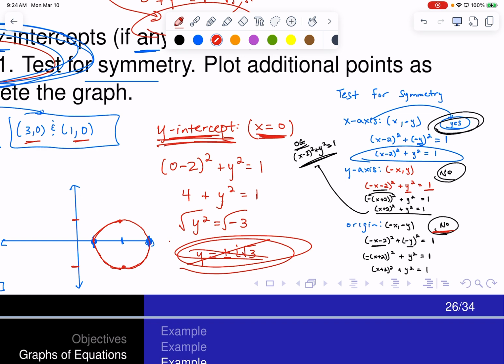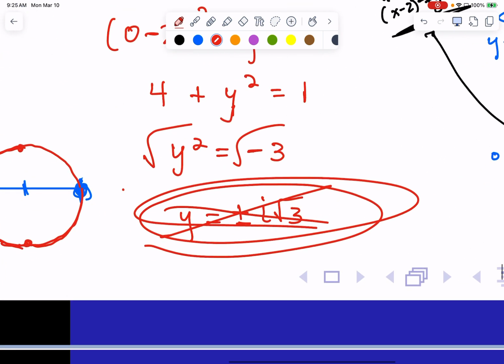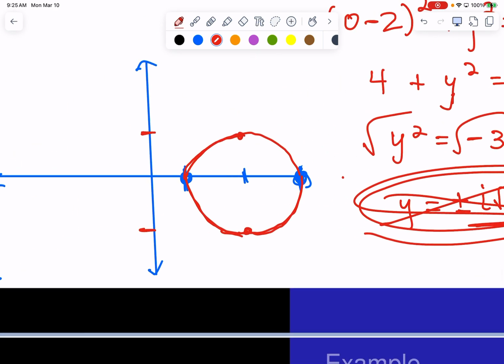We plugged in 0 earlier. What did 0 give us? -3. It gave us the square root of -3, which is what kind of a number? Imaginary. Imaginary numbers don't show up on our graph. So that's why there's nothing over here at 0.